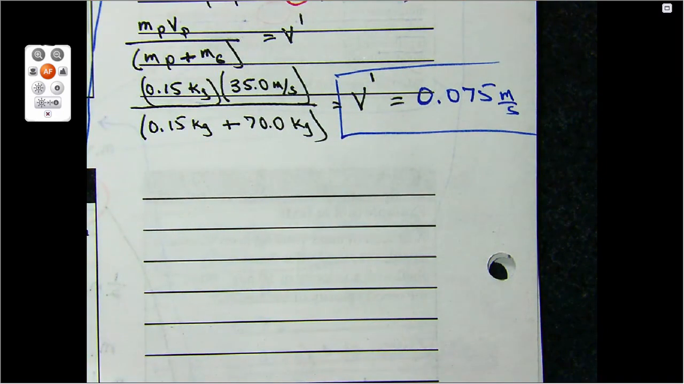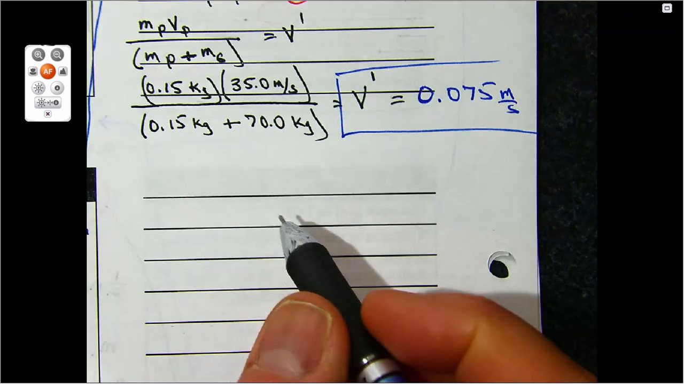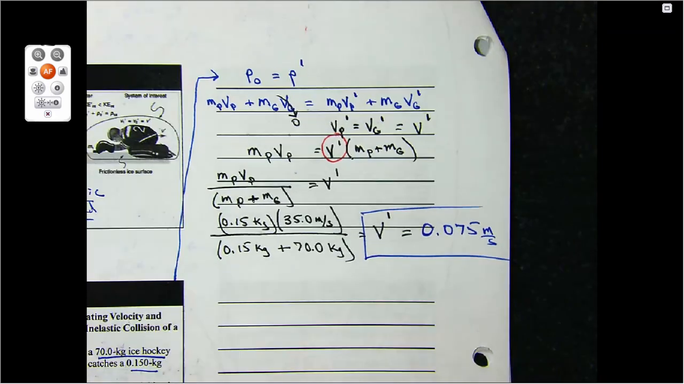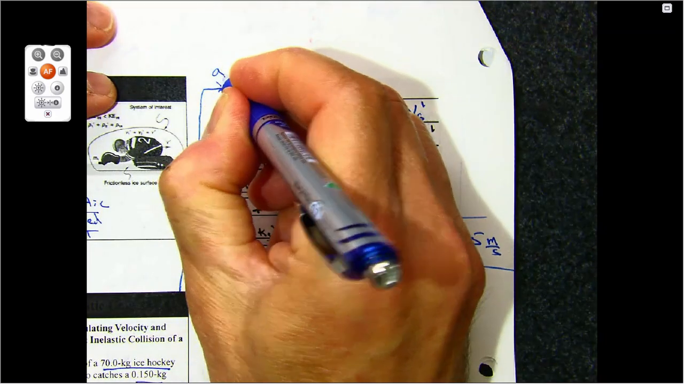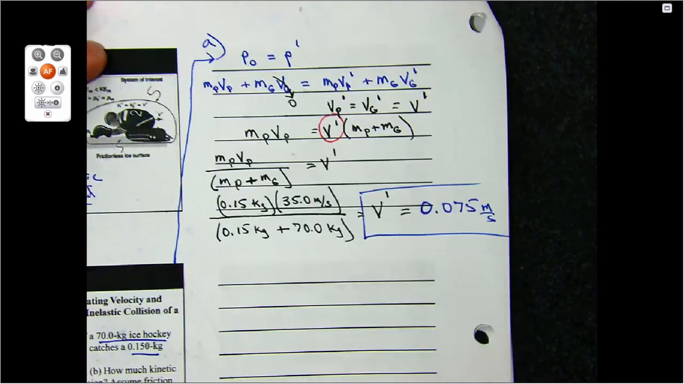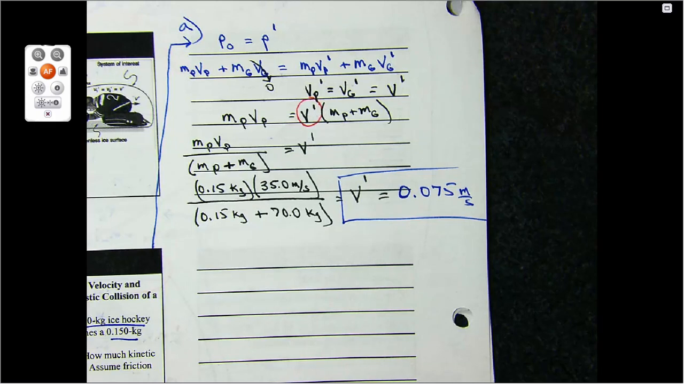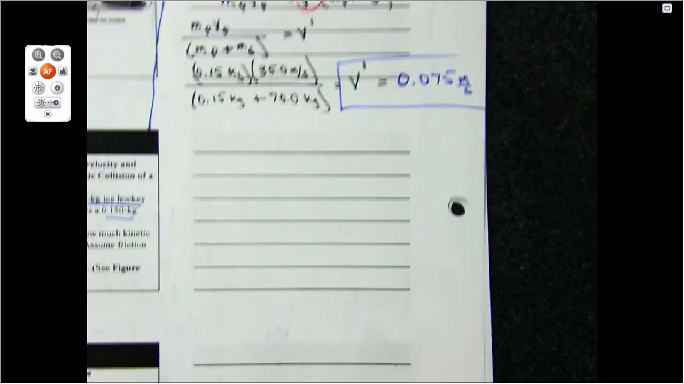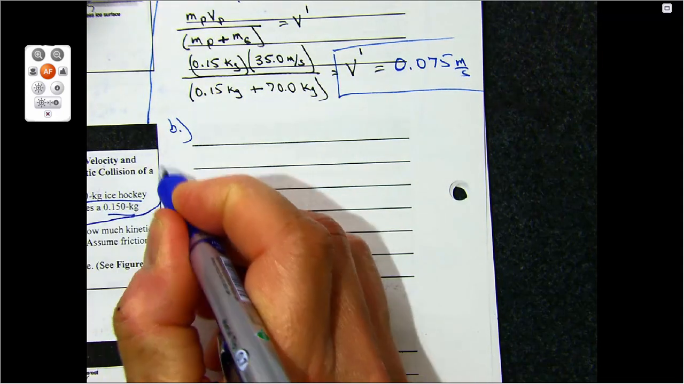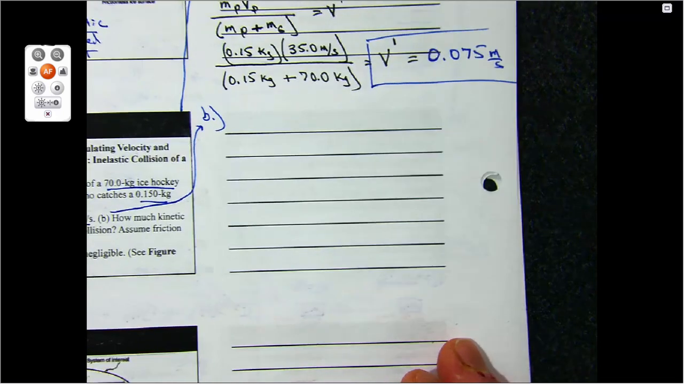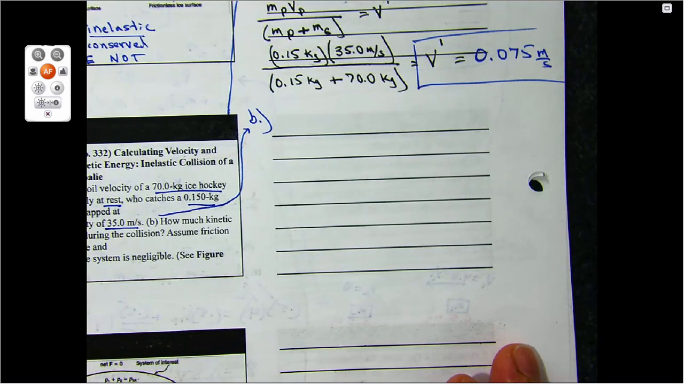Okay, let's do part B. So this was A. Let's label this A. There's a part B. Momentum is conserved, kinetic energy is not. So for part B, it wants to know how much kinetic energy is lost during the collision.